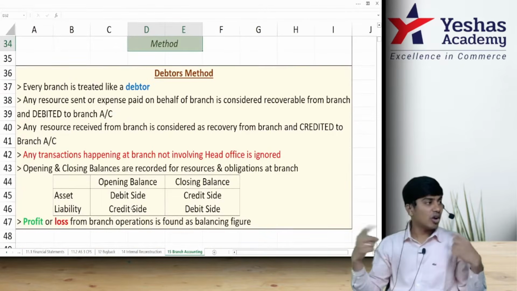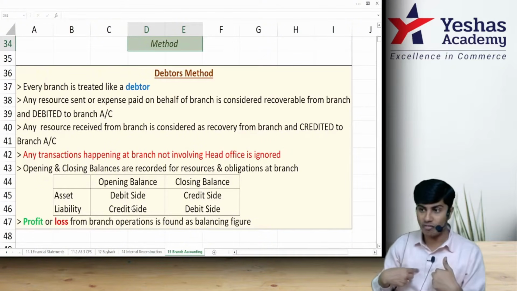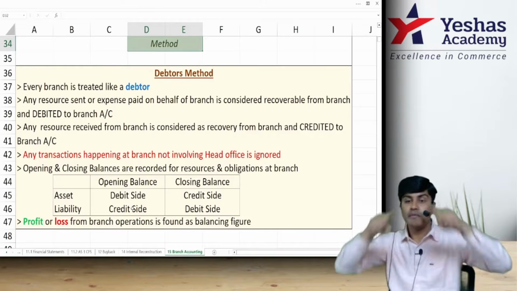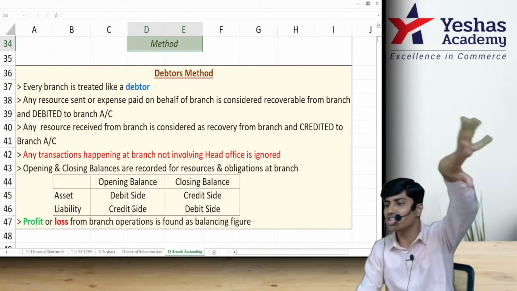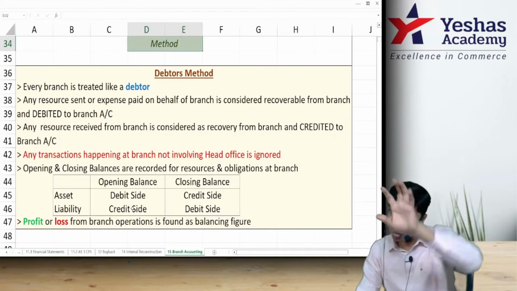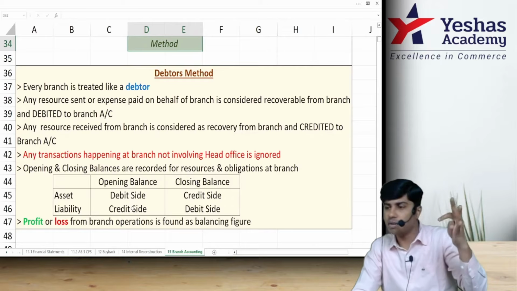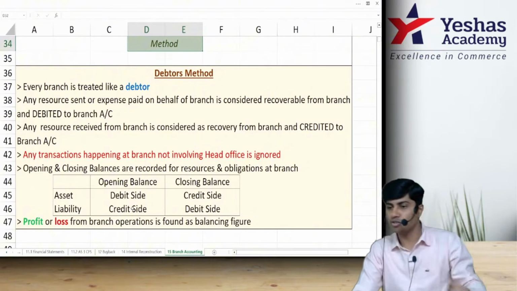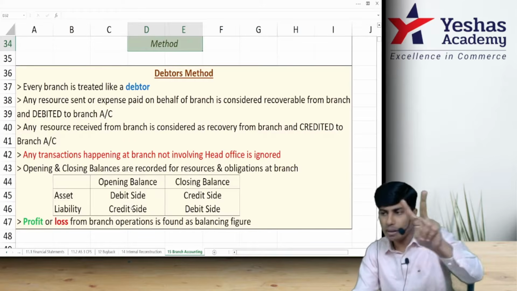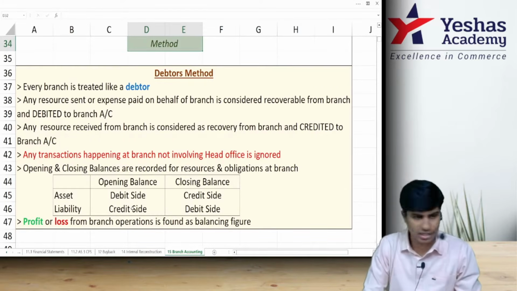Under this method, the head office will treat the branch as a debtor, and the branch owes money to the head office. The head office in its books will open one ledger which is like a debtor, but it will be called the branch account. There will be one separate ledger for every branch. Let's say I have 4 branches: Chennai branch, Hyderabad branch, Mumbai branch, Pune branch. I will open one ledger for each of them: Chennai branch account, Mumbai branch account, Pune branch account, Hyderabad branch account. We'll open 4 separate branch ledgers.